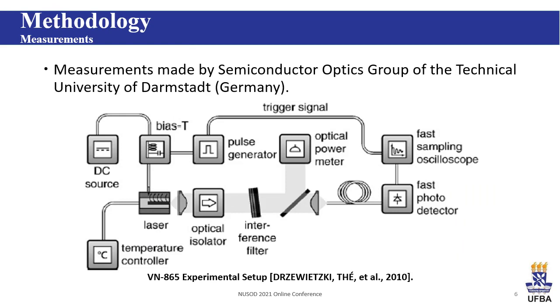About the methodology applied in this work, and more specifically about the measurements, they were made a few years ago by the Semiconductor Optics Group of the Technical University of Darmstadt, Germany. The experiment basically consists of the injection of direct current into the QDL, controlling its operation temperature with a specific controller. The QDL optical power passes through optical isolation with the aim of allowing the emitted power to travel in only one direction, and then an interference filter to narrow the spectral band, where it will later be detected by the optical power meter and sampled by a fast photodetector.